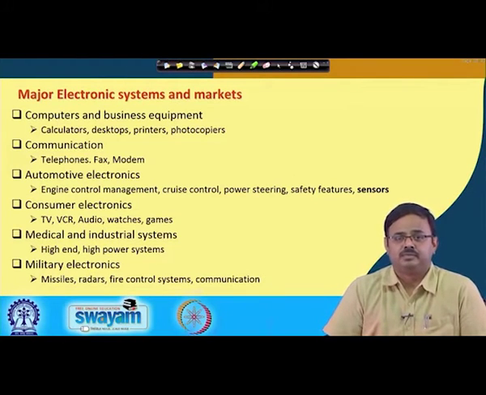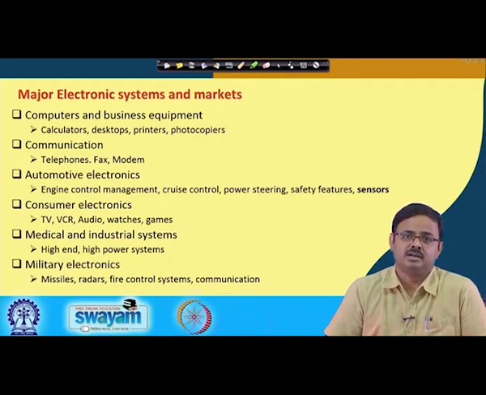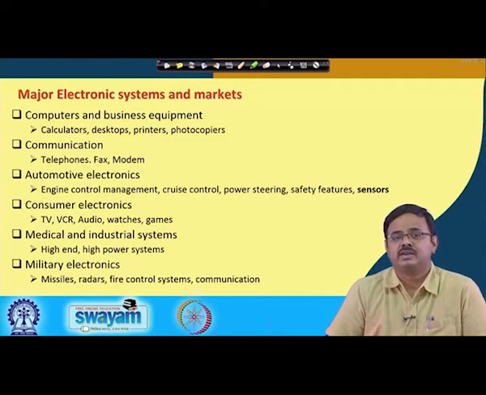Industrial systems. This is the age where one of the hottest topics is industrial automation, Industry 4.0. When you automate, there is a lot of electronics that you need, because it is primarily driven by sensors and feedback control.